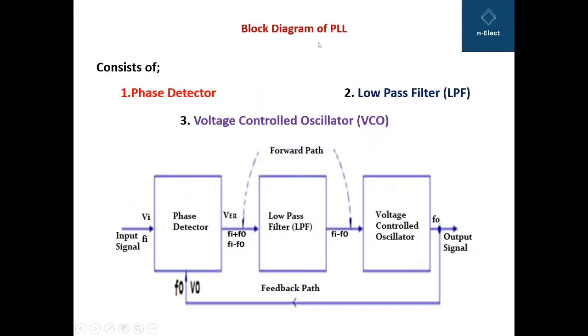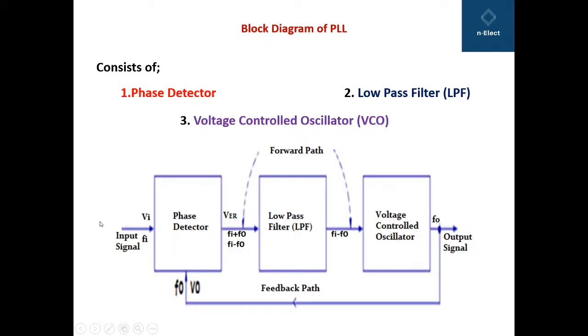Here in this block diagram of PLL you can see three major blocks which are phase detector, low pass filter and voltage control oscillator. And it is a closed loop circuit, as you can see from the diagram itself, that part of the output is fed to the input. The three blocks are phase detector, low pass filter and voltage control oscillator.